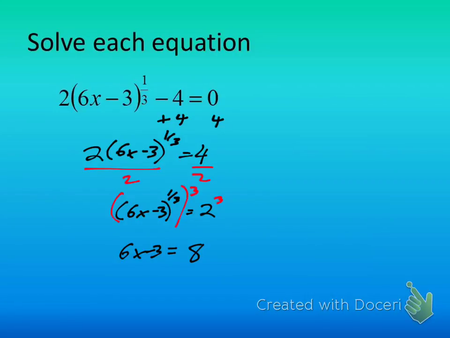All right, what's next? Add the 3. So 6x equals 11. Then you divide by 6, but that's a fraction. Are we allowed to say fractions on this? Yes or no? X equals 11/6. Anything wrong with getting a fraction as an answer?